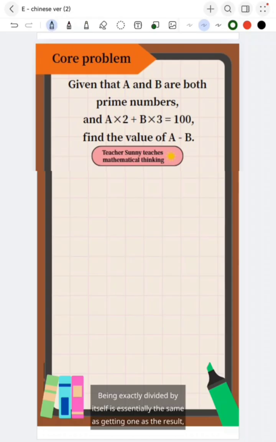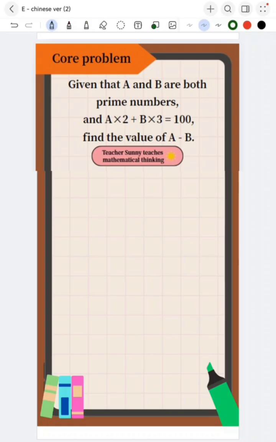Being exactly divided by itself is essentially the same as getting 1 as the result, right? So it only meets these two conditions. Only when these divisibility conditions are met is it considered a prime number. If there is a third case where it can be exactly divided, then it is not a prime number. So you must understand this concept well. Let's continue and look further.